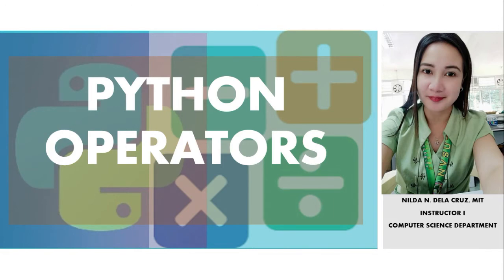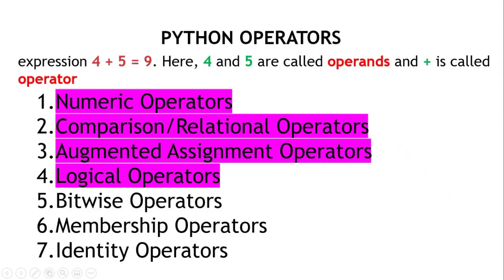So for this lesson, our topic is about Python operators. Sa Python operators, meron tayong 7 types. We have numeric, comparison or relational, augmented assignment, logical, bitwise, membership, and identity. Pero sa topic na ito, ang ating papag-aralan lang ay yung first four, which is the numeric, comparison or relational, augmented assignment, and logical. But first, let's evaluate the expression na nasa taas.